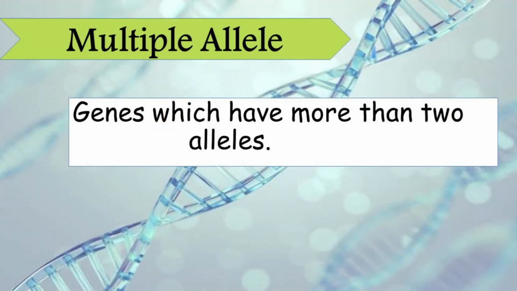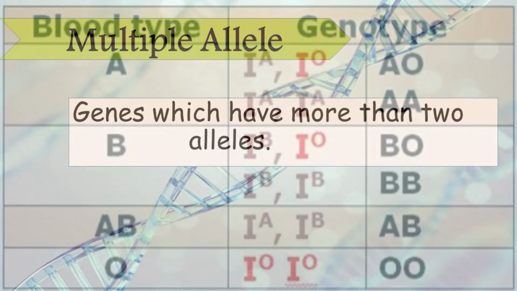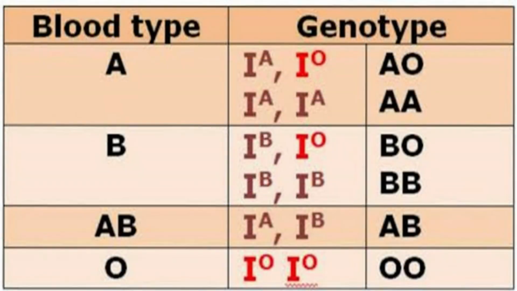Multiple allele. Genes which have more than two alleles. This will lead to more than two phenotypes expressed. The ABO blood group system in humans is an example of a character governed by multiple alleles. Three alleles are responsible for this blood system: IA, IB, and i. The ABO blood type is determined by the presence or absence of two antigens, A and B. Allele i does not encode for an antigen.